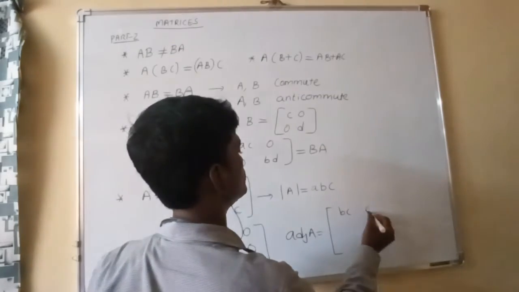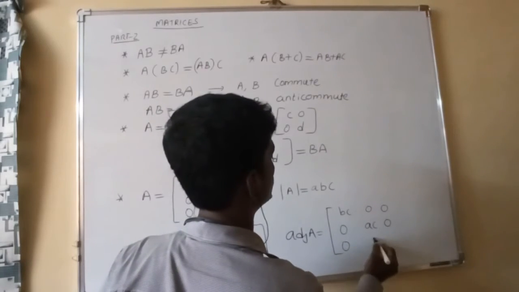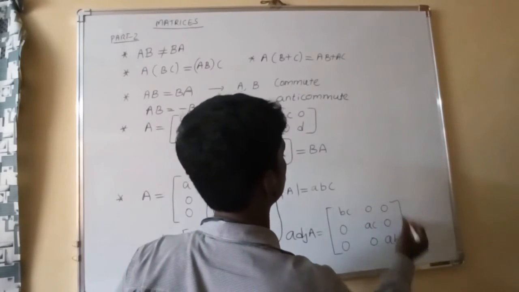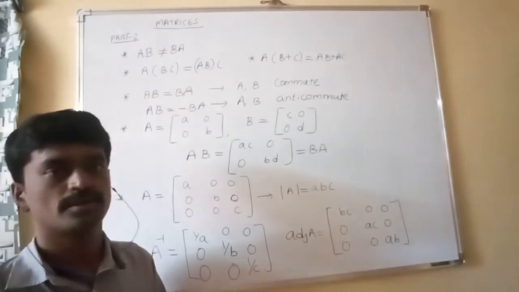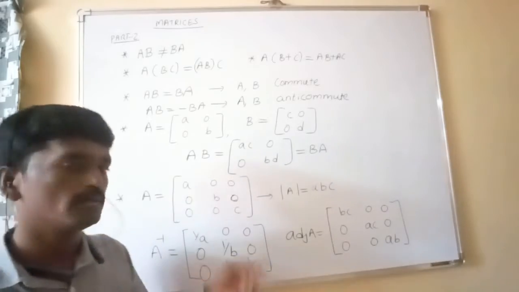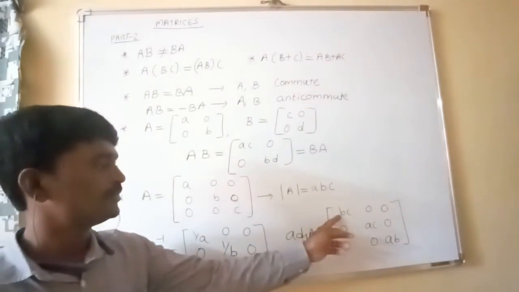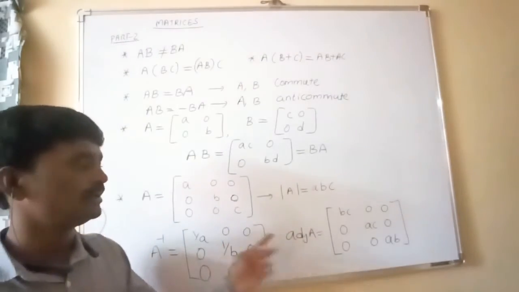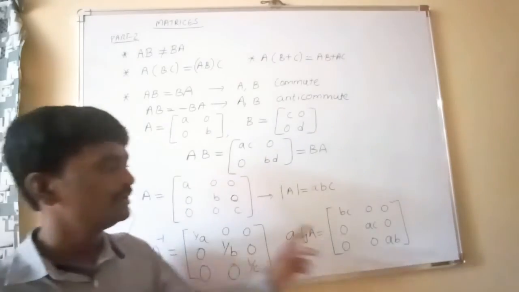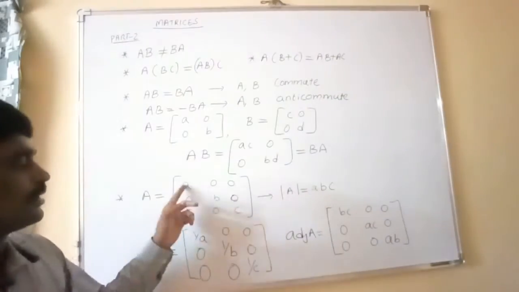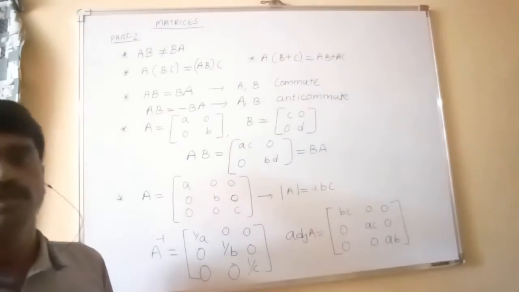what you'll get? bc, 0, 0, 0, ac, 0, 0, 0, ab. So adjoint A is also a diagonal matrix. How can we obtain it? What are the diagonal elements here? a, b, c. Here the first diagonal element is a, then the first diagonal element becomes the product of the remaining elements, bc. And here the second diagonal element is b, then the second diagonal element will be the product of the remaining elements, ac. Similarly, the third diagonal element in adjoint A will be ab.